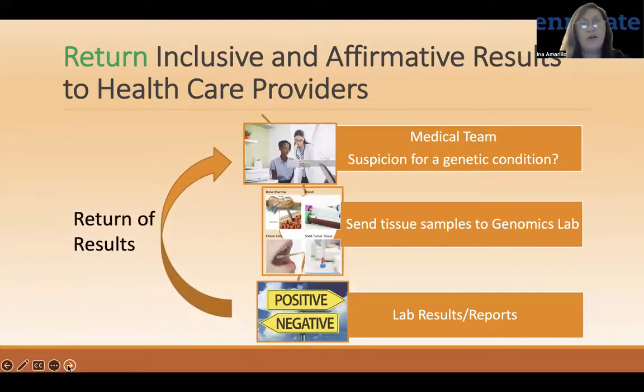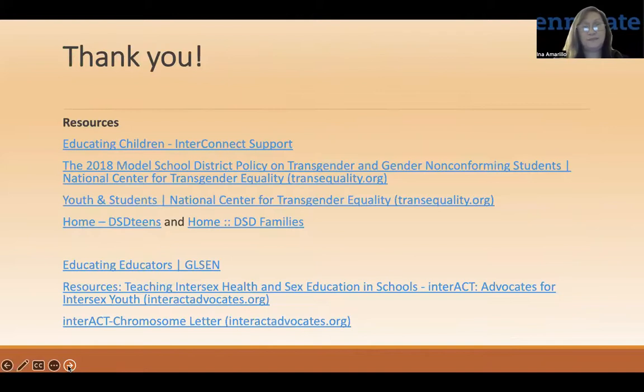It is now the job of the genetic counselors, our medical team, to actually impart or relay the information that was produced from the laboratory. And this as well should be in an inclusive and affirmative space or approach. Next slide, please. And I think I would like to end with that.